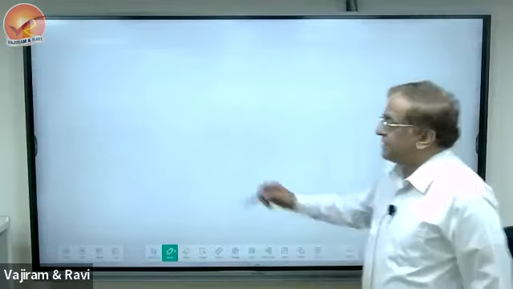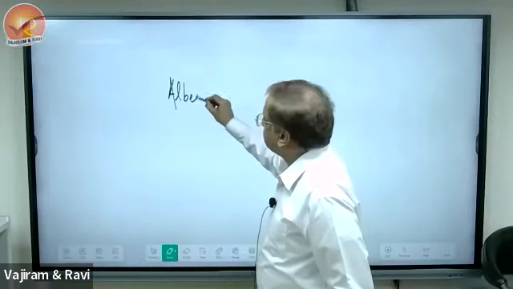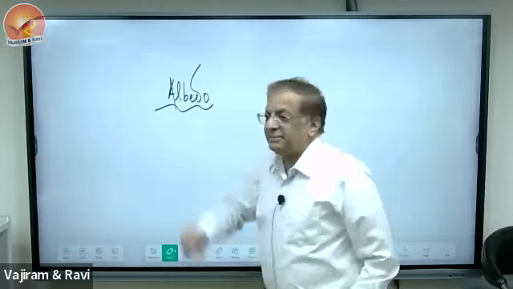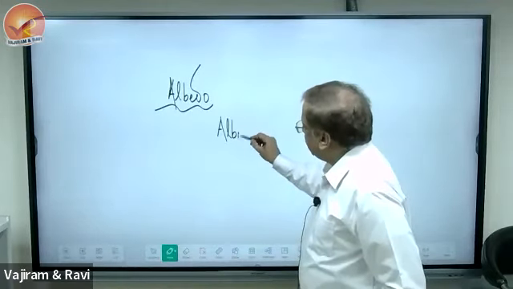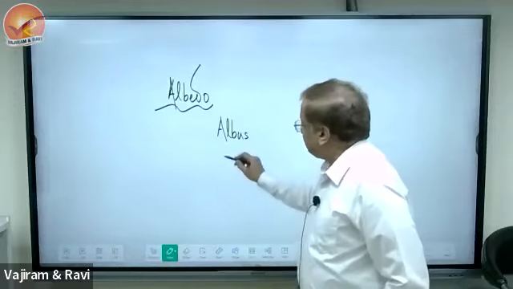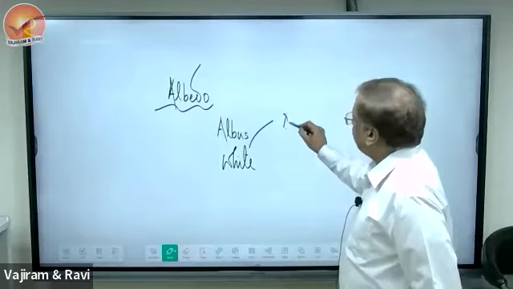So in the coming classes, we'll also be studying a property called albedo. What is albedo? The word albedo comes from the Latin word albus. Albus means white, and white stands for reflectivity.